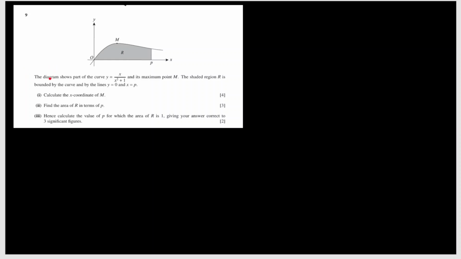So let's read the question first. The diagram shows part of the curve y is equal to x over x square plus 1 and its maximum point M. The shaded region R is bounded by the curve and by the lines y is equal to 0 and x is equal to p. Calculate the x coordinate of M, and the marks are 4. We have to calculate the x coordinate of M.